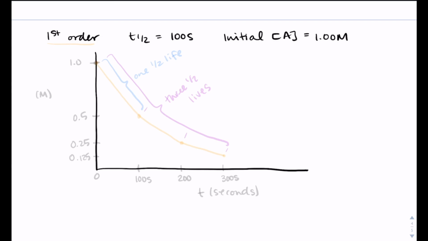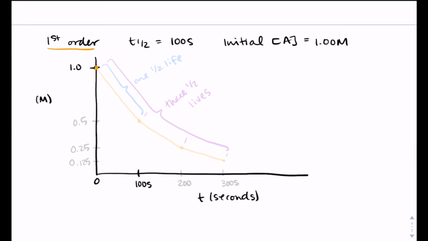But what I will give you first, and for this video, is just a graphical representation of what we're talking about. So for a first order reaction, if we're looking at concentration in seconds, you'll see that this plot is going to start to look like the one that I drew at the very beginning, and it should, because of what half-lives tell us and how they're related to the rate of a reaction. So I'm going to do a plot. Initial concentration is 1 molar. The half-life is 100 seconds.